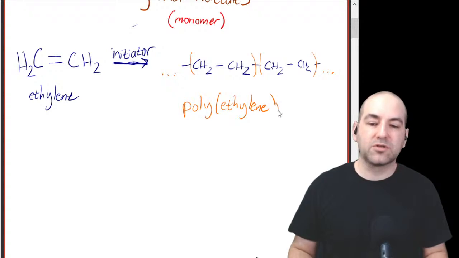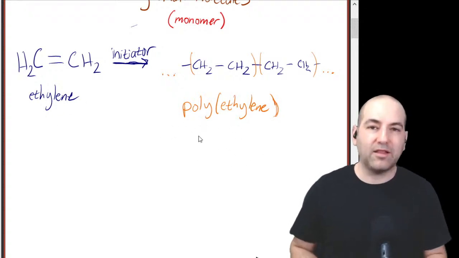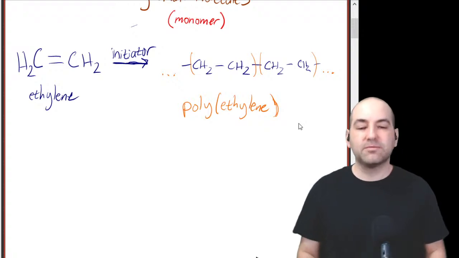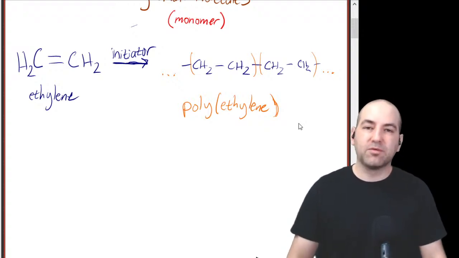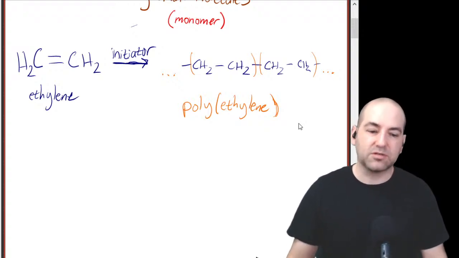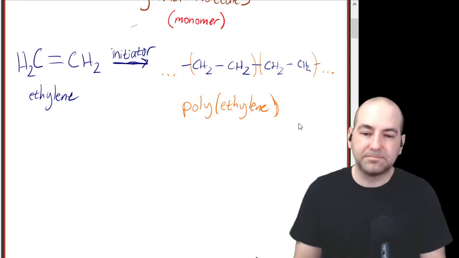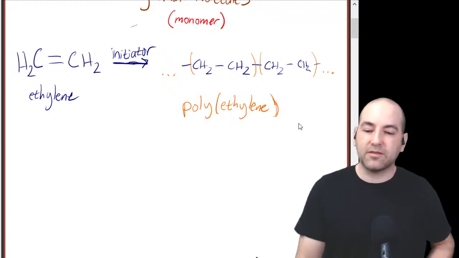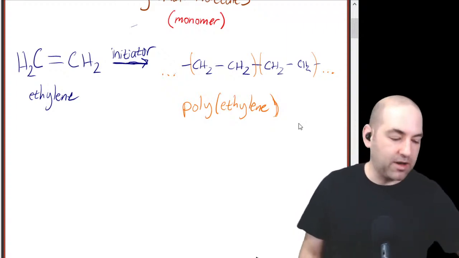So naming polymers is quite easy. You just take the name of the monomer and you put poly in front of it with parentheses. Sometimes for really common stuff, the parentheses end up getting dropped too. So it's just polyethylene as like one word. All right, so this is polyethylene.